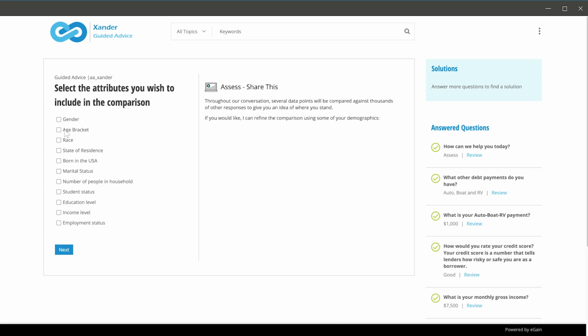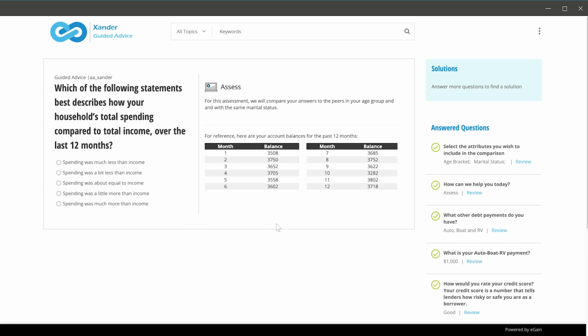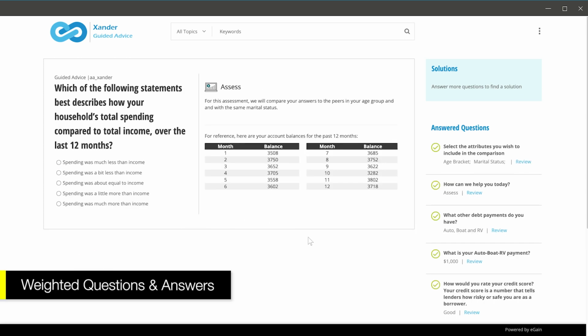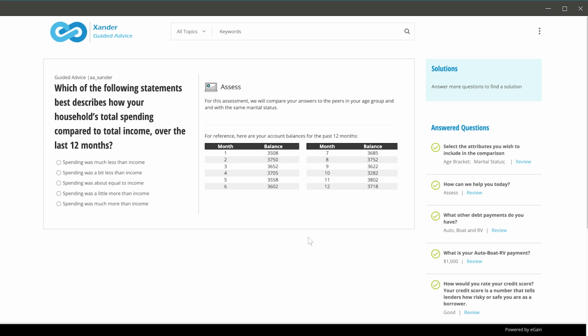For this scenario, let's choose age bracket and marital status. Here we see the first of the questions, in this case ordered by importance, but can be asked in any order desired and can be left to the tool to determine the next best question to ask.